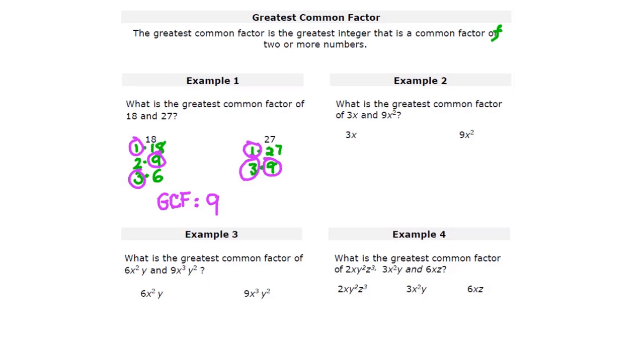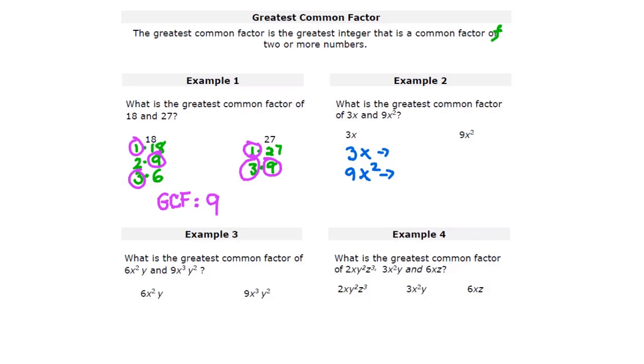For example 2, we're going to start introducing variables. So this is where we're going to start introducing how to factor polynomials. Example 2 says, what is the greatest common factor of 3x and 9x squared? So what I'm going to do is write these vertically because it's going to help us see the greatest common factor. So 3x and 9x squared.